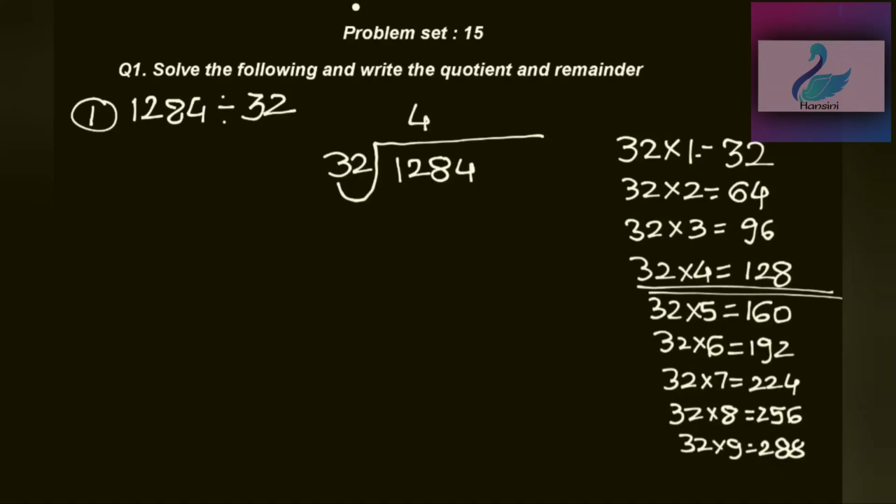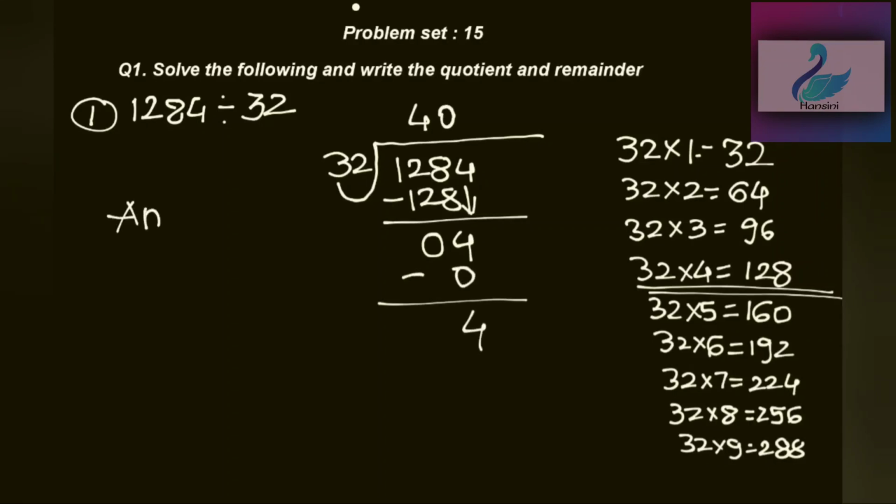So you can see 32 4s is 128. So in the quotient's place we will write 4 and we will subtract it from 128. So we get the answer as 0. Now that 4 we have to take down.